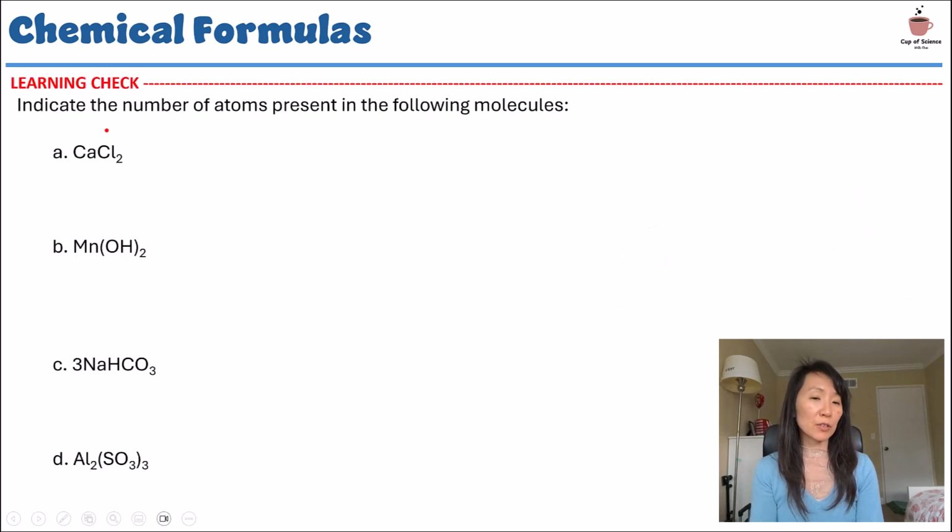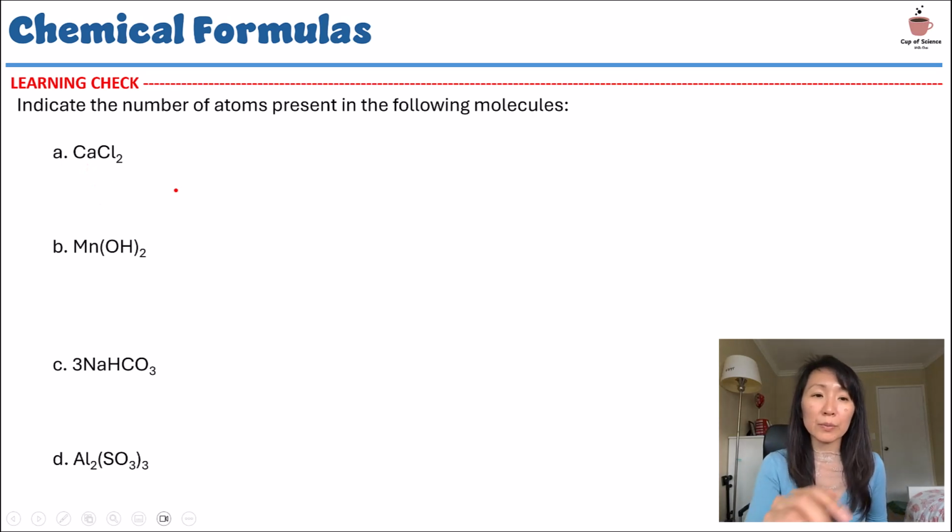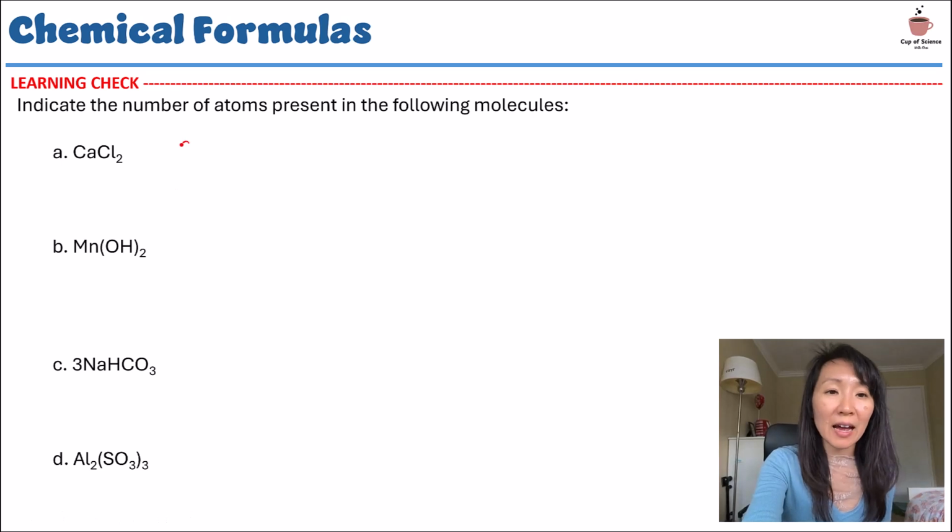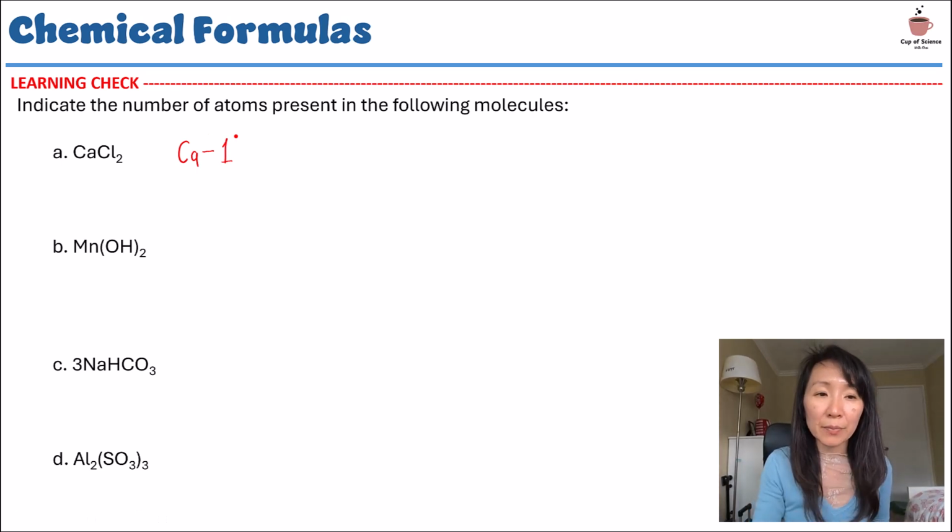Let's do the first learning check. I'll do the first one with you, and perhaps the last one with you. You try the other ones. Indicate the number of atoms present in the following molecules. So for A, calcium, how many Cas do you see? There's only 1 calcium because there is a 1 there. We just don't write the 1.